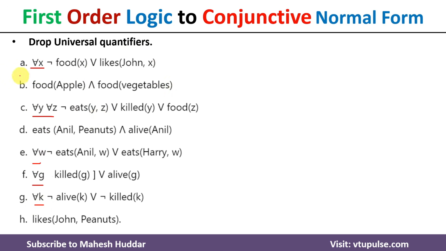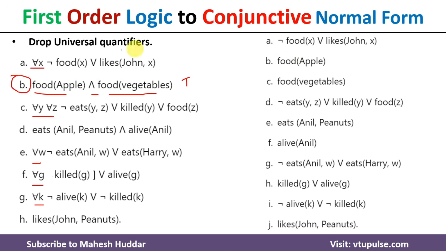There is one more thing we need to notice here. This particular B statement, food of apple and food of vegetables. The meaning of this one is that this entire statement is valid if food of apple and food of vegetable are valid. So rather than writing one statement, we can divide it into multiple statements. Once you do it, we have removed this universal quantifier, and this one is written into two forms, B and C, as you can see here.